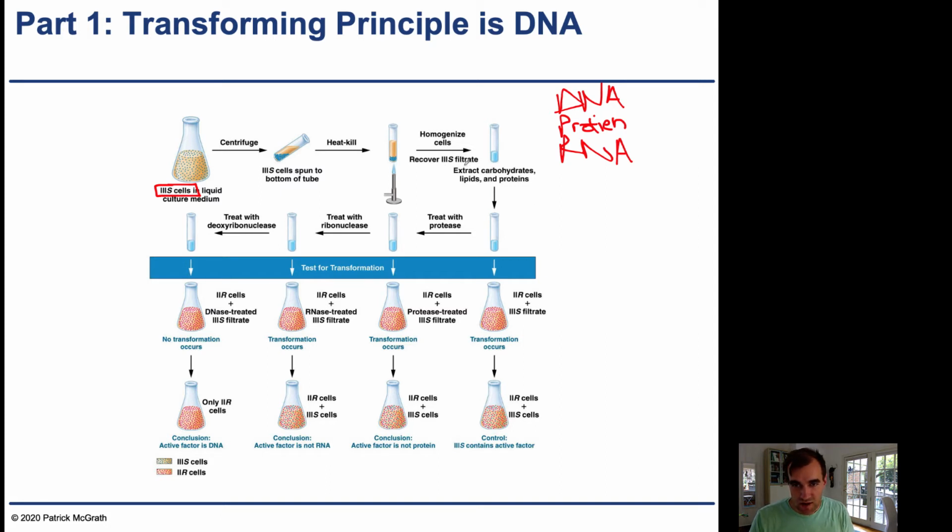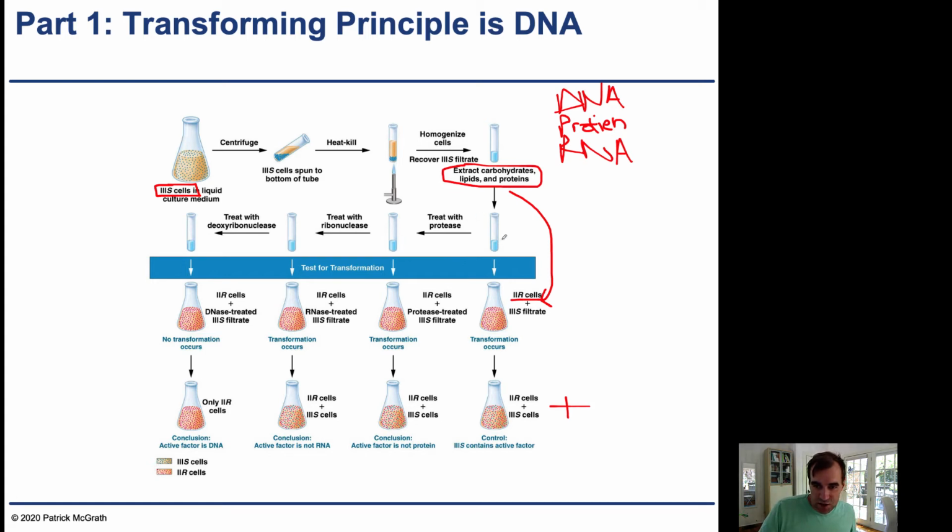So what if you take this soup of carbohydrates, lipids, proteins, DNA, RNA, and now you mix it up with the 2R cells? Just to remember, the 2R cells are avirulent. They can't kill mice. But if you mix them with this filtrate, transformation occurs, and now the mice die. So this is another example of a positive control. If you mix avirulent strains with the soup, you're able to transform the cells into virulent strains. So this has transforming activity.